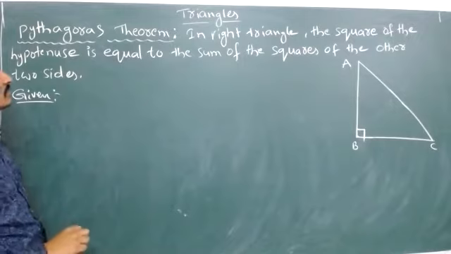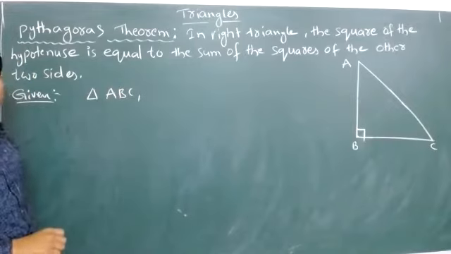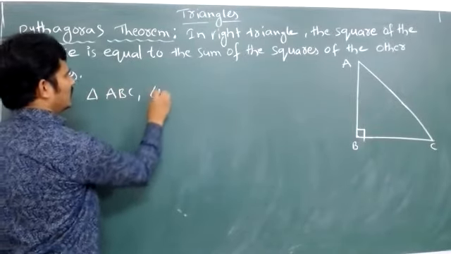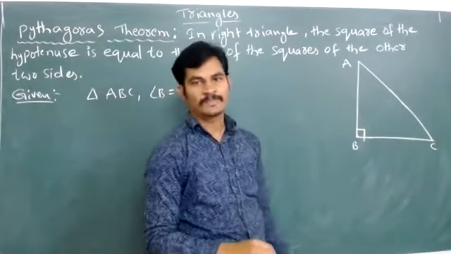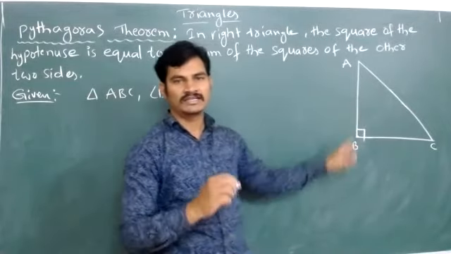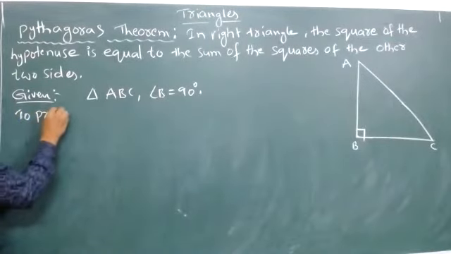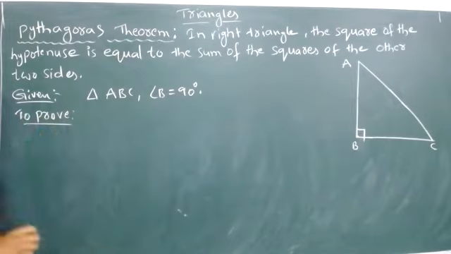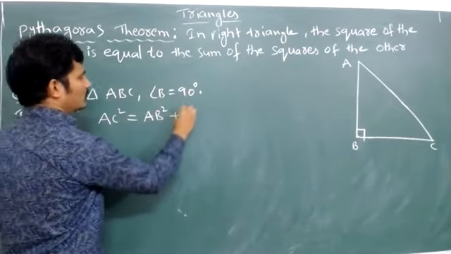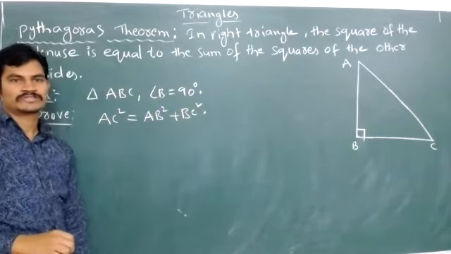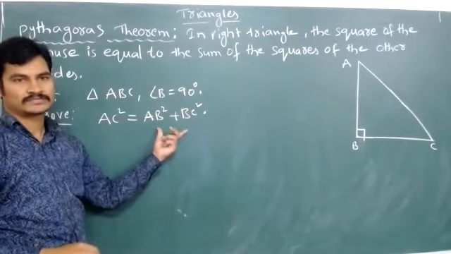First step, we will write it. Given: in triangle ABC, angle B is equal to 90 degrees. This is the given information in this diagram. So, what we have to prove? To prove: AC square is equal to AB square plus BC square. Hypotenuse square is equal to the sum of the squares of the other two sides.